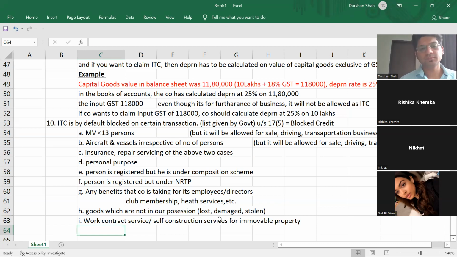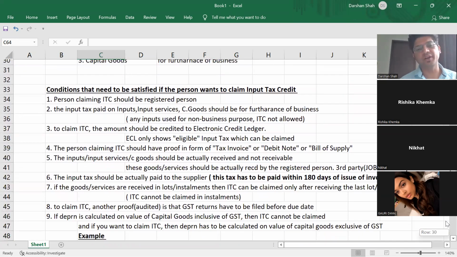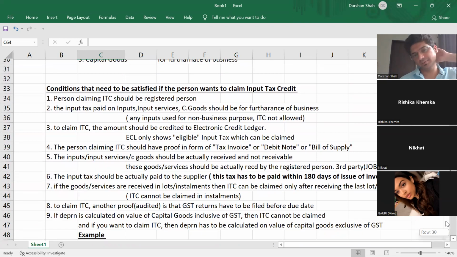Done. I don't think this is that difficult to remember. So these are all my conditions. If any of the conditions is not satisfied, directly you will be denied ITC.